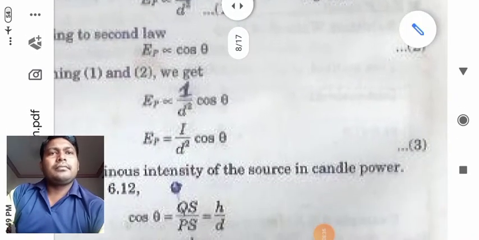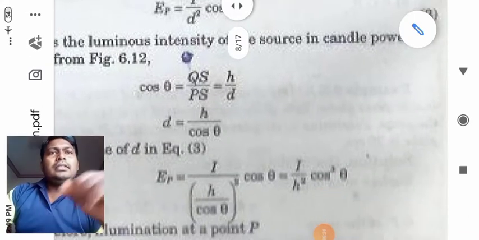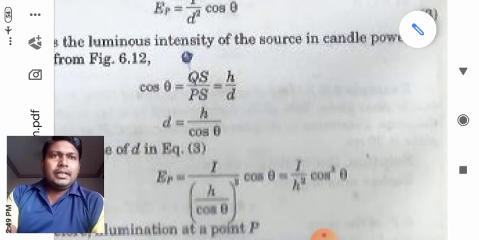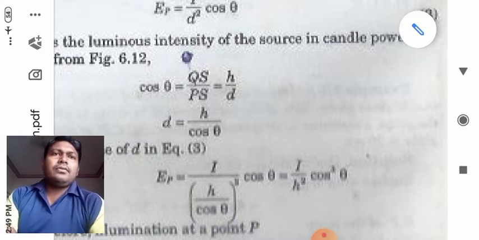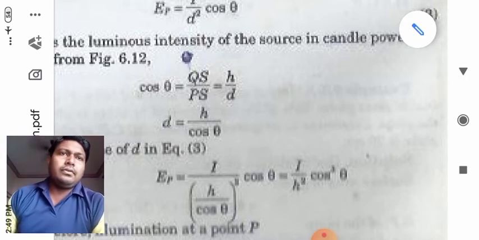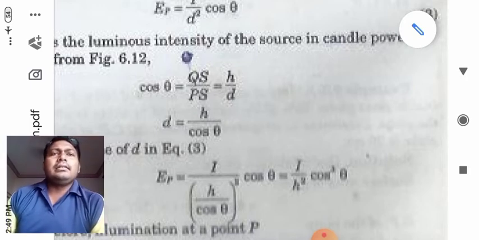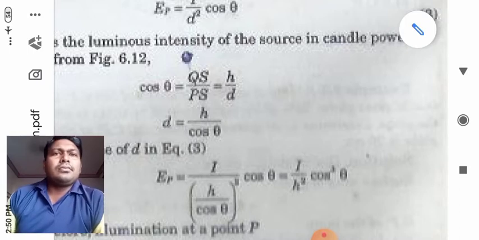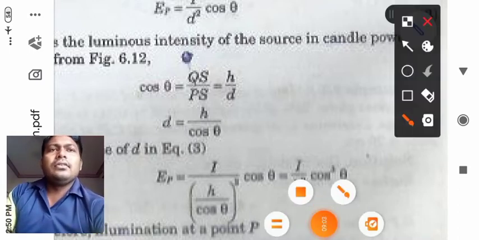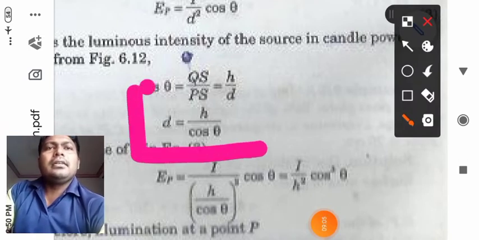Now, which is again equal to small h divided by d. What is small h? It is the height of the source from the body which has to be illuminated, or from the ground. And what is d? It is the distance. Now we can separate this: small d is equal to h divided by cos theta, by cross multiplying.